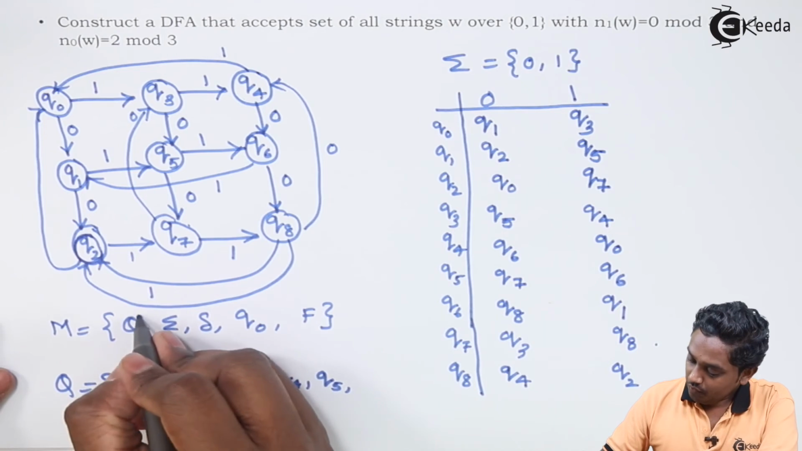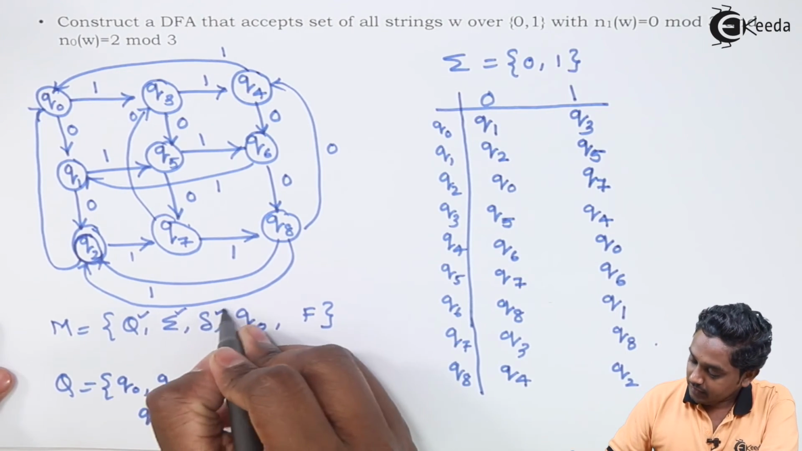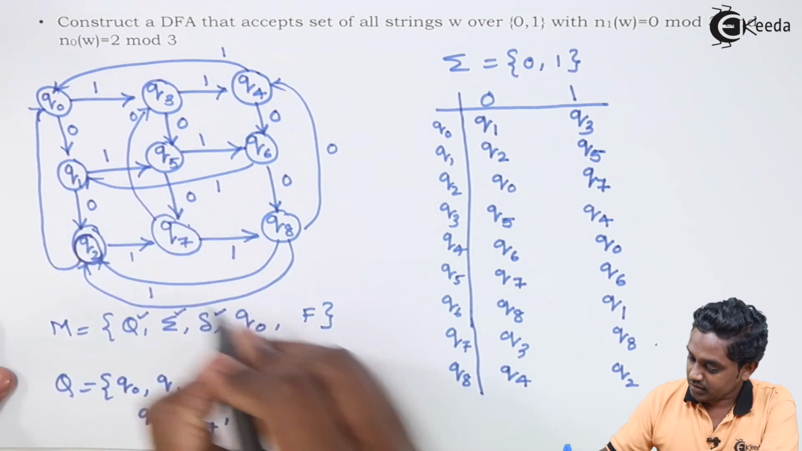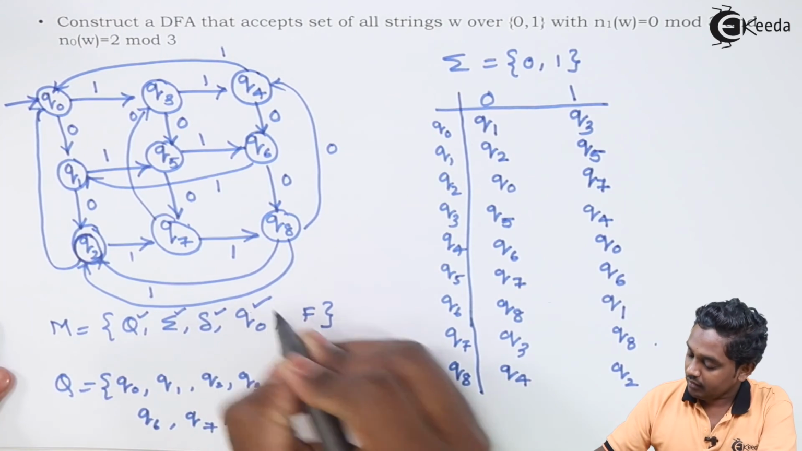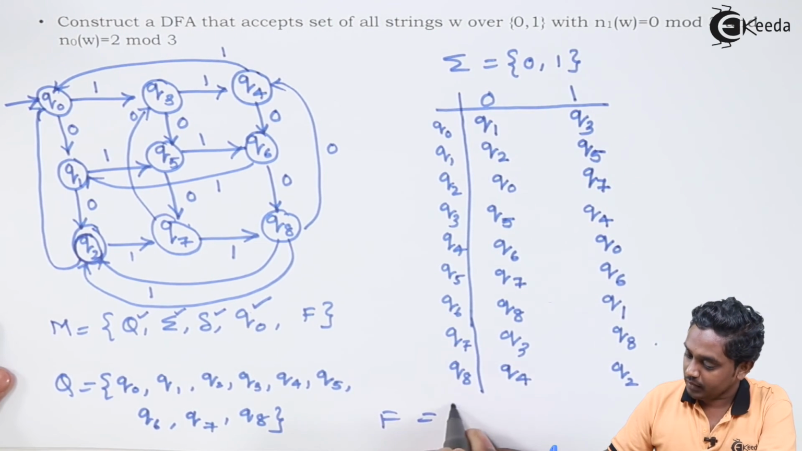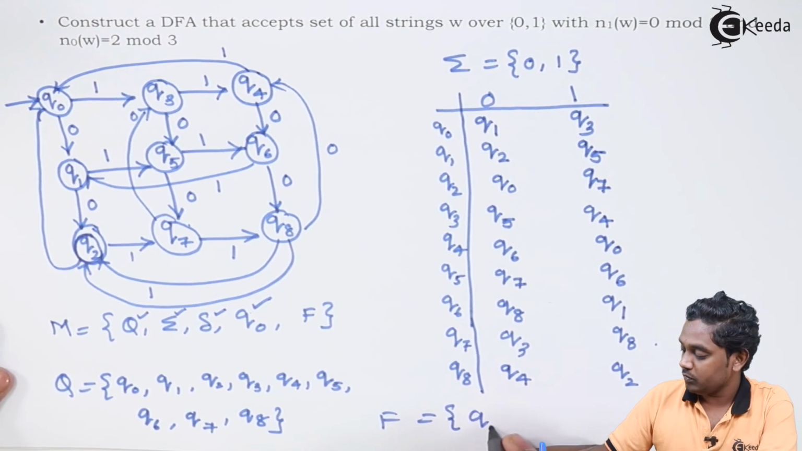We have seen Q, we have seen sigma, we have seen delta, we have seen Q naught as the initial state, and the final state over here is going to be Q2.